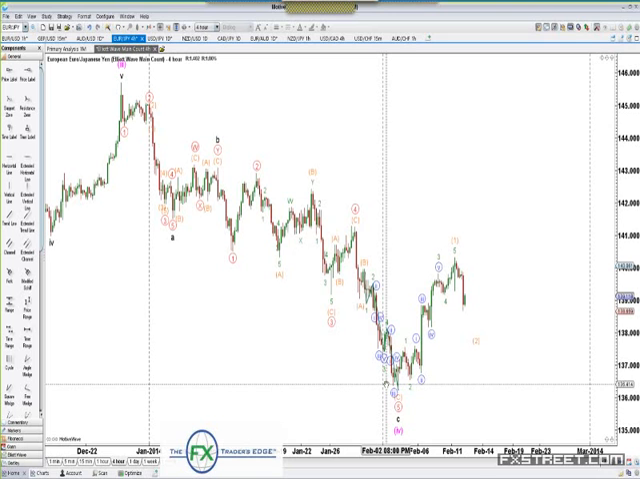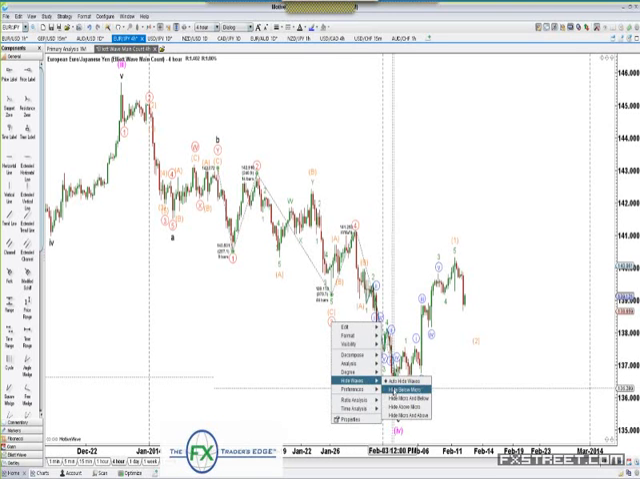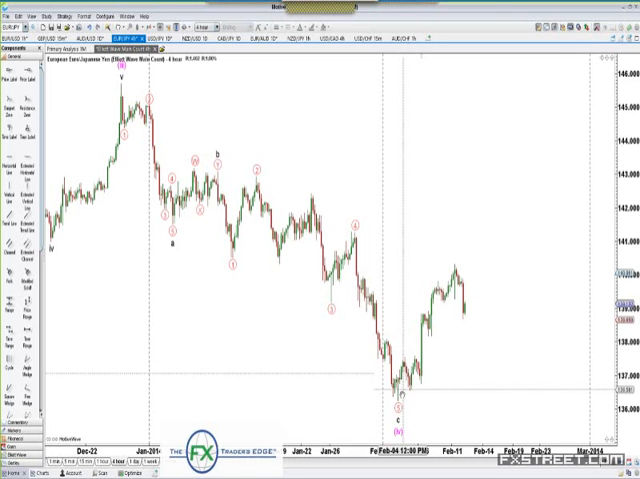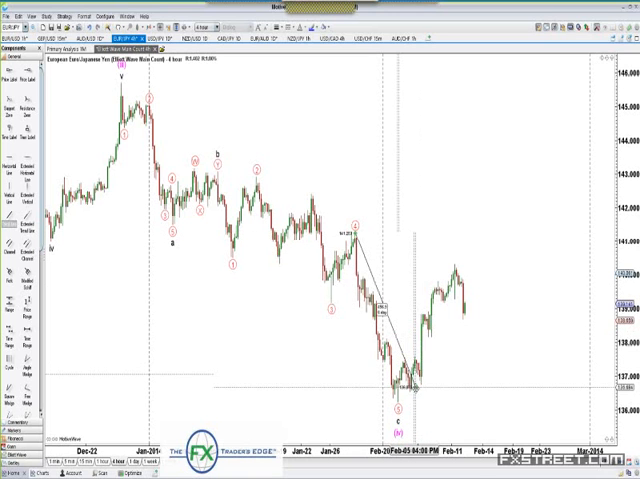Okay, so we were finding here the end of the wave 4. So I'm going to hide some of the waves. So we have here the wave 1, 2, 3, 4, and then 5. Then the reversal started here, and we start counting the waves inside. And this was fantastic because that was a 1-2-1-2 structure. I'm going to use this trend line here.